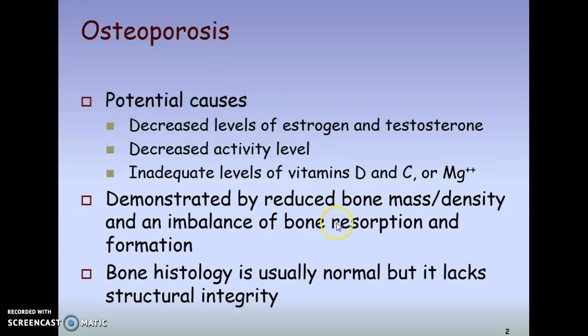All right, so as I mentioned, osteoporosis is porous bone. So it's demonstrated by reduced bone mass or density. And there's an imbalance of bone resorption and formation. So our bones are constantly being regenerated in terms of old bone being resorbed and new bone being laid down.